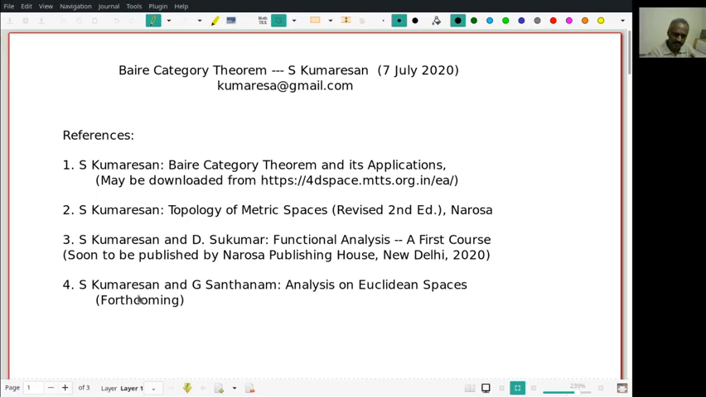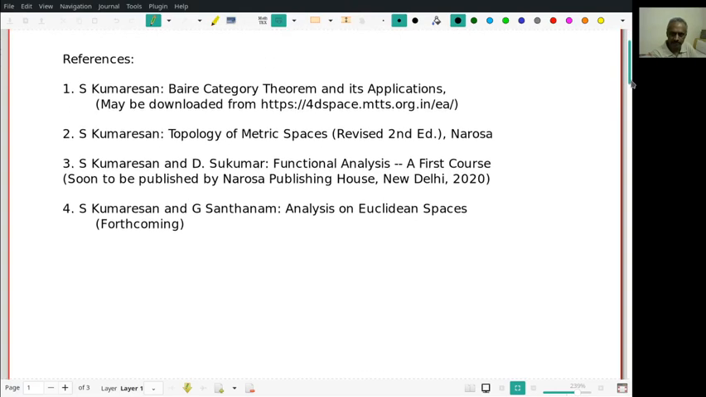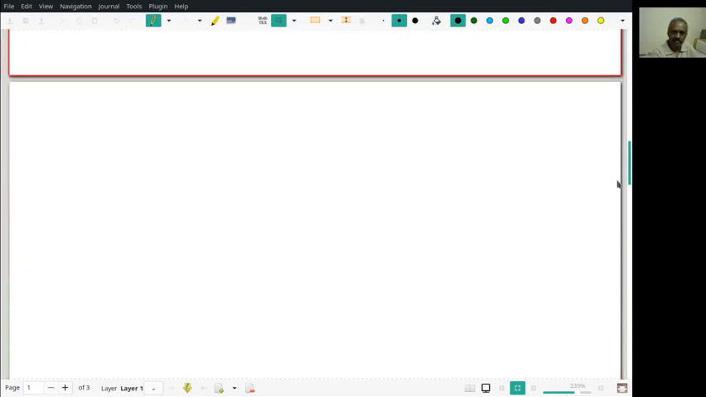There is also another book of mine coming, along with Professor Santhanam. That's an analysis on Euclidean spaces. There also I prove this theorem and apply it in context. So you can refer to them. At least 1 and 2 are easily available. 3 and 4 probably in the next few months' time. So let us get started.